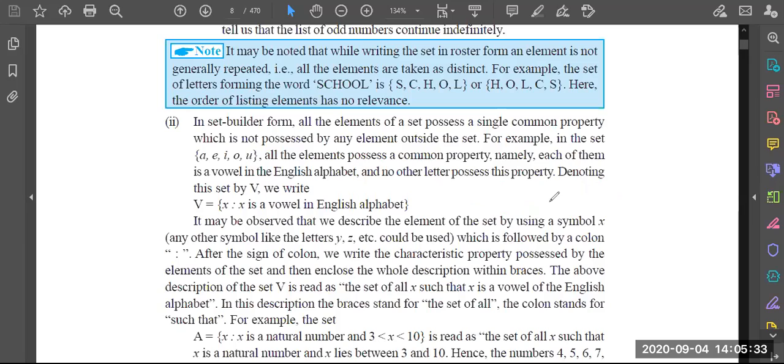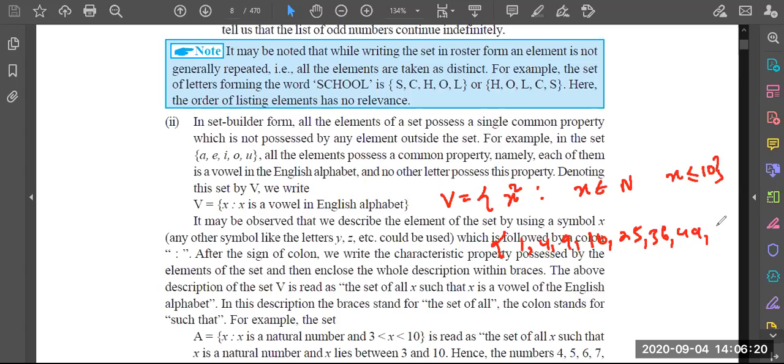I can write V is a set which is equal to, suppose, x square, where x belongs to natural numbers and x is less than 10. Got it? So obviously it will have all the natural numbers which are less than 10. So this is your set builder form. Suppose if you have to write the same thing in roster form, it could be what? It will be 1 square, 1, 2 square, 4, 3 square, 9, 4 square, 16, 5 square, 25, 6 square equal to 36, then 49, then 64, then 81, then 100. Got it, everyone? But this can easily be written as x square where x belongs to natural numbers and x is less than or equal to 10.